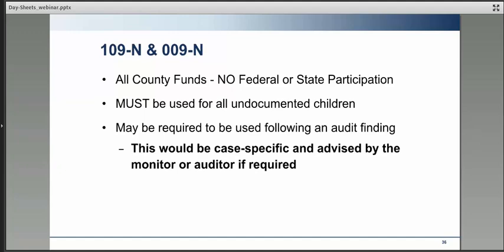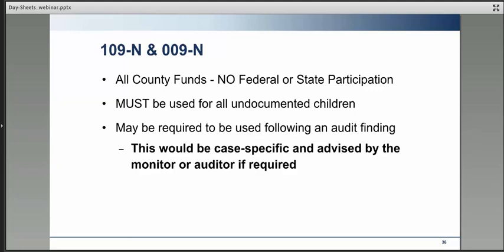And then N, as in no. It's all county funds, no federal or state participation. It must be used for all undocumented children. That's the given time that we have to use it. However, there could be circumstances following a specific audit finding where a case would be in a penalty status where the N has to be used for that.